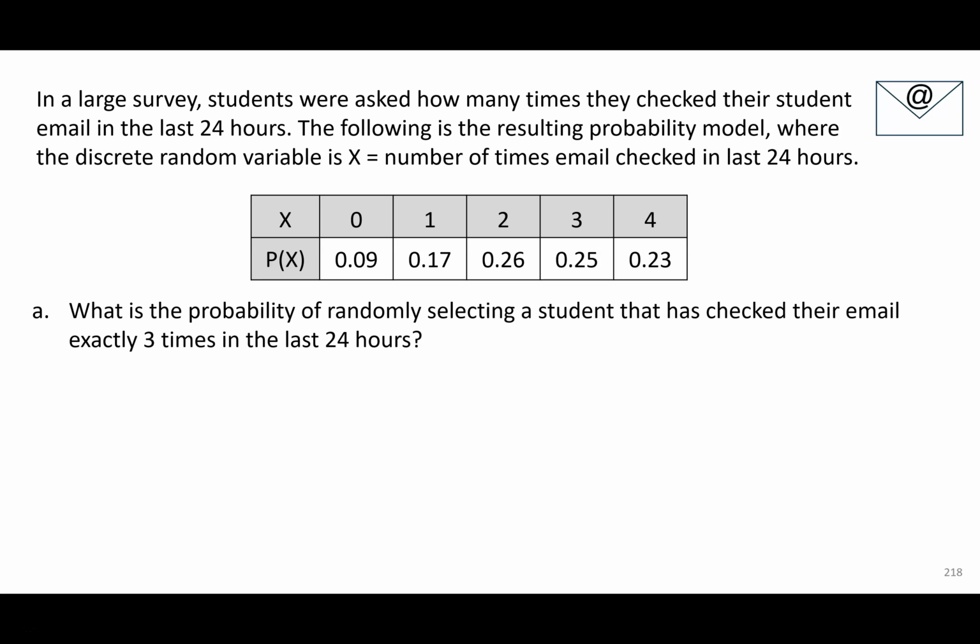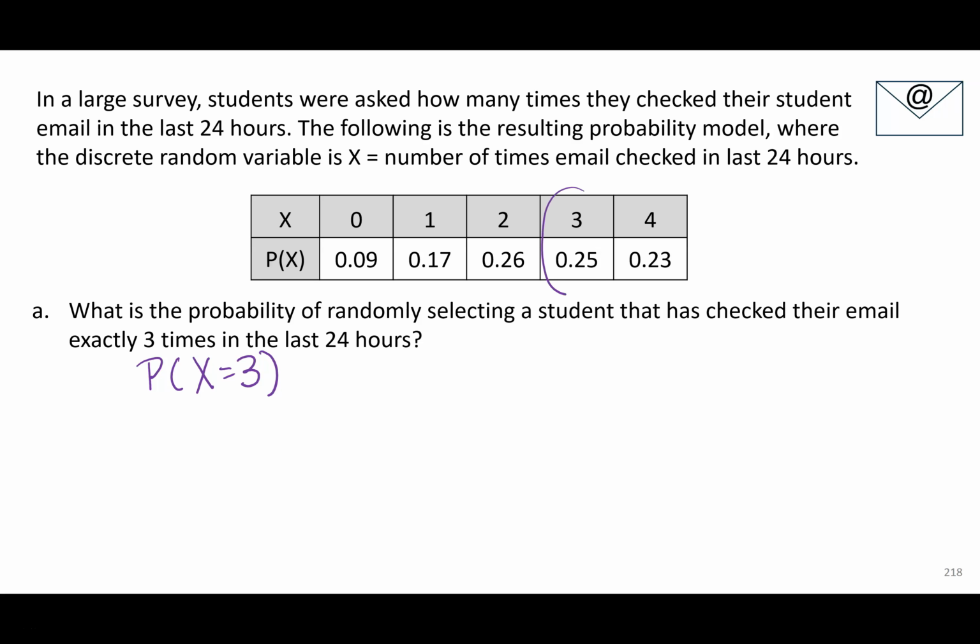Just things to check. If they checked their email 0 times, they didn't also check their email 3 times in the last day. You can only be in 1 at a time. All of these numbers are between 0 and 1, and when you add them all up, it should equal 1. Now that we have this probability model, we can ask questions like, what is the probability that we randomly select a student from this population, and the student has checked their email exactly 3 times? The probability that X is equal to 3.